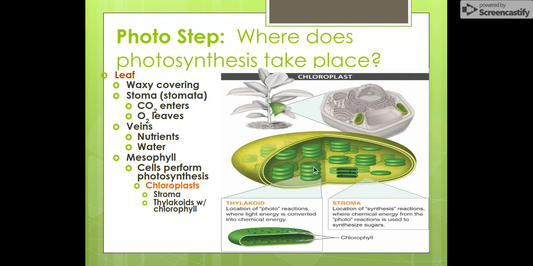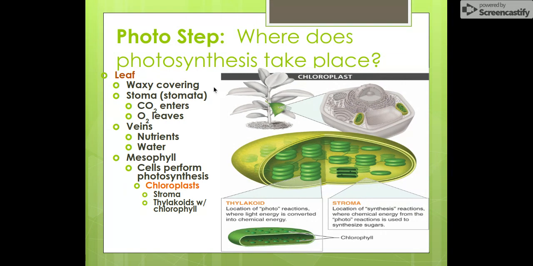Okay, so our pigment chlorophyll is within the thylakoids. This is where light-dependent reactions happen. Outside of those thylakoids, all of this other area within the chloroplast is the stroma, and that's where we're going to see the light-independent reactions.